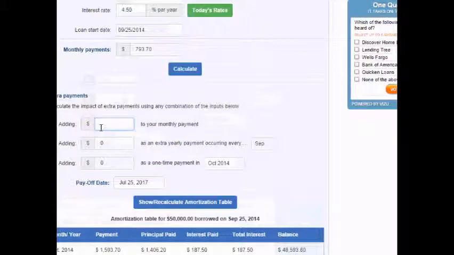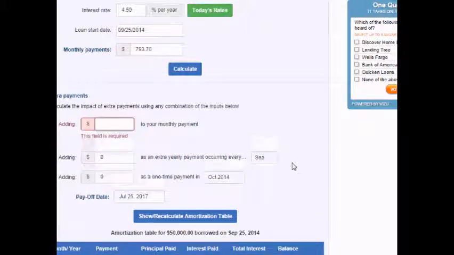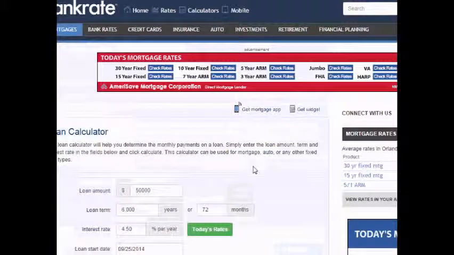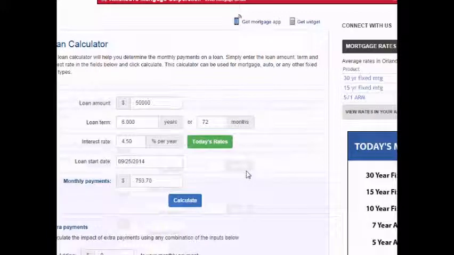Oh, wait, I didn't mean to add 800. That was the problem. Can we see that again? Hold on. That's the other thing. If you don't enter the information right, the calculator's no good. Okay, guys, shh. We're taking out a $50,000 loan. Our payments are $793.70.